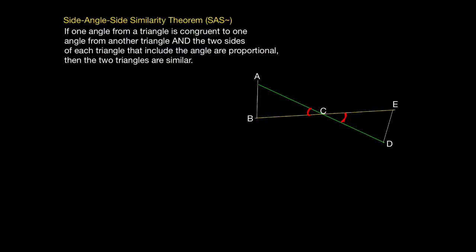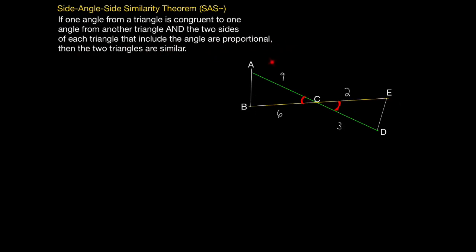So for the last one, we have the side-angle-side similarity theorem. And what this says is that if one angle from a triangle is congruent to one angle from another triangle, and the two sides of each triangle that include the angle are proportional, then the two triangles are similar. I've included some lengths, and something I need to point out is that even if it's not specified, vertical angles are always going to be congruent. So let's go ahead and verify SAS here.